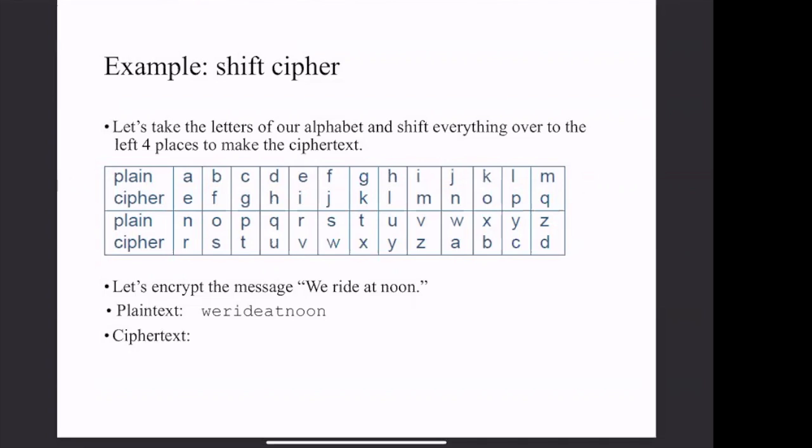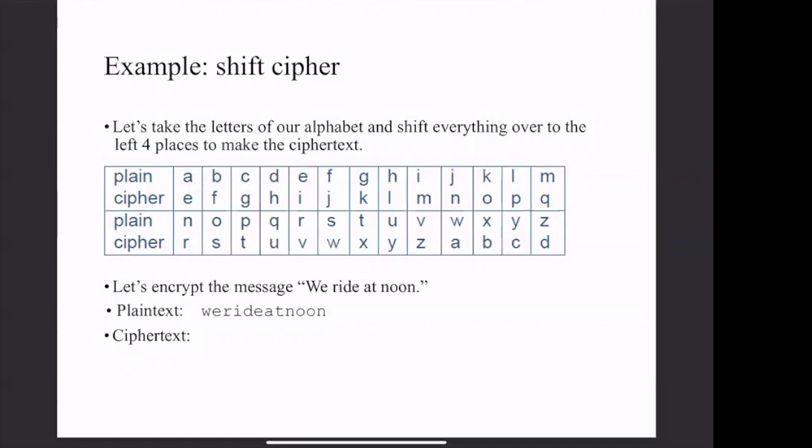So for E, I've shifted that back 4 spaces. So now A is connected with E. E is in the space where A was. And F is in the space where B was. And N is in the space where J was. Basically just take this whole alphabet and shift it backwards 4 spaces.